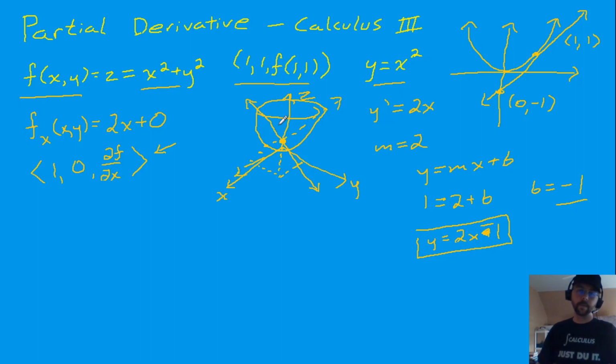And if you were to find all of the tangent lines here, extending in any different direction, but still tangent to this point on the surface, then that would be the tangent plane.